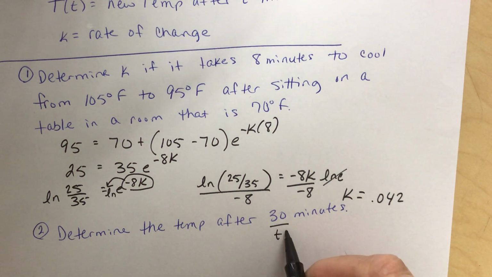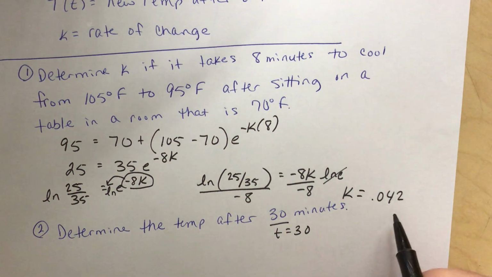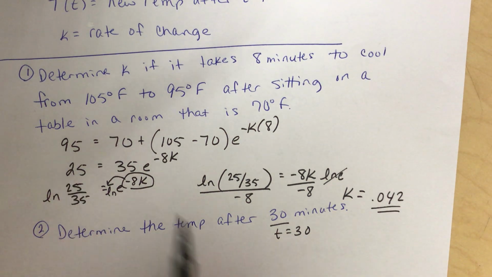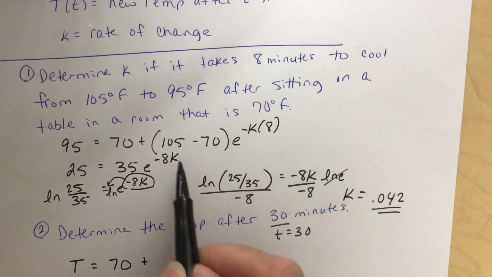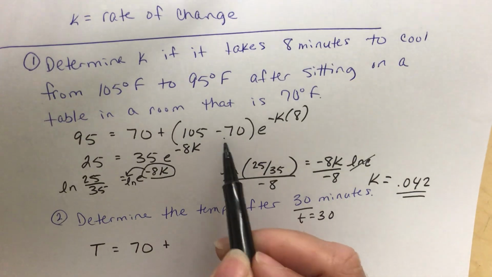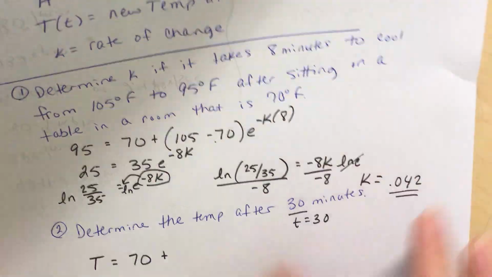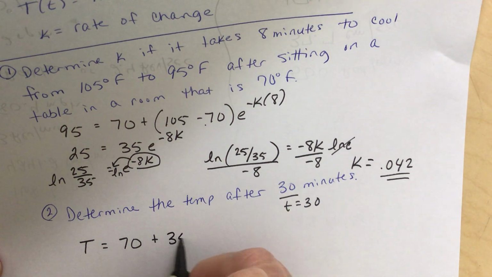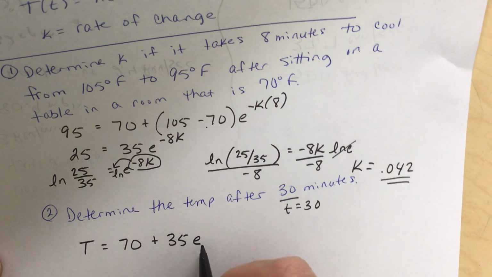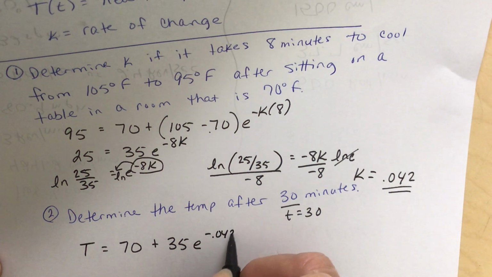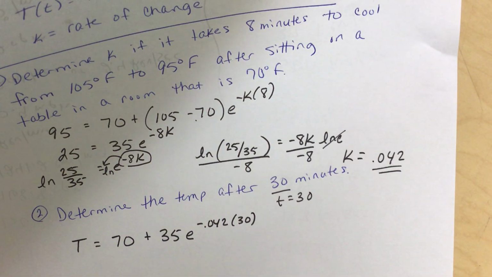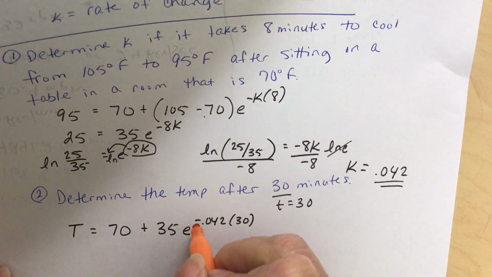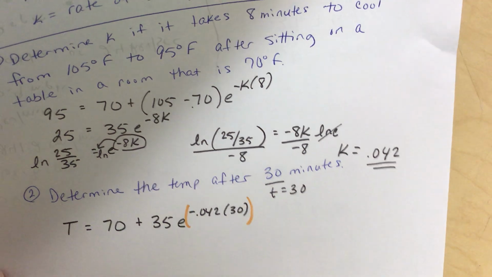Now it says determine the temperature after 30 minutes. So that's my t, my little t. I'm going to still use this k value, and I'm looking for my new temperature. So my temperature is still 70 plus, and then we found that 105 minus 70 to be 35. So that's going to be 35 times e to the negative 0.042, and t is 30.